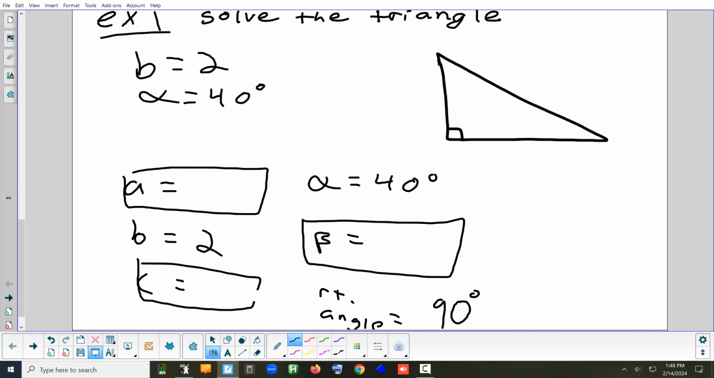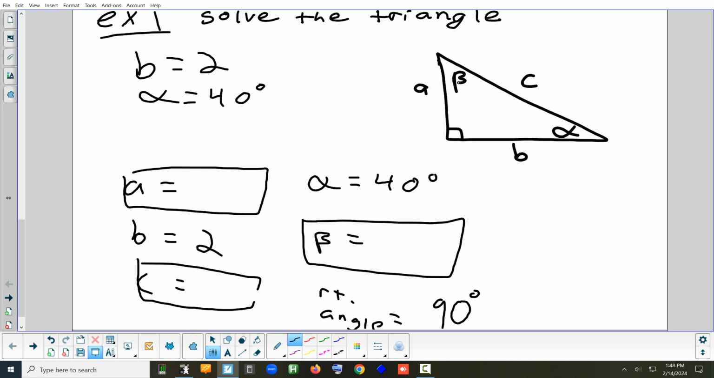So what are the symbols we use for the sides? The lowercase English letters. The sides are always the lowercase English letters. So I would do A, B, and C. And what's the name of the angle that's always across from A? Alpha. And the angle that's always across from B? Beta. So that's the diagram you're going to use every time.